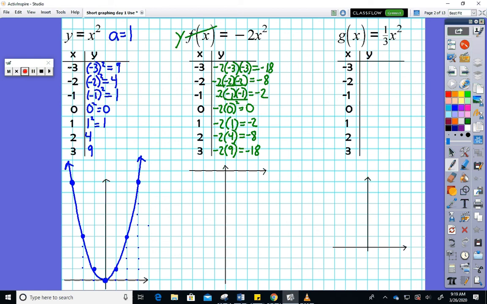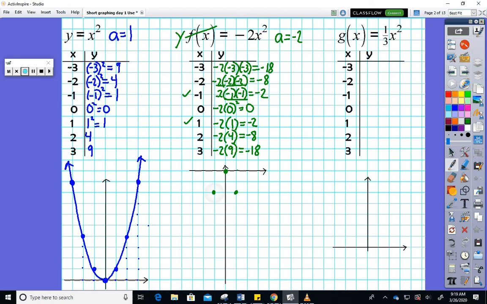Okay? Now, on this one, my A value is negative 2, and I'm going to see that my counts are different when I plot my points. So I'm still going to start out with my vertex at 0, 0, and we'll talk more about how I know that's the vertex. For right now, I position the vertex in the middle of the t-chart on purpose. So I'm going to plot negative 1, negative 2, and positive 1, negative 2.